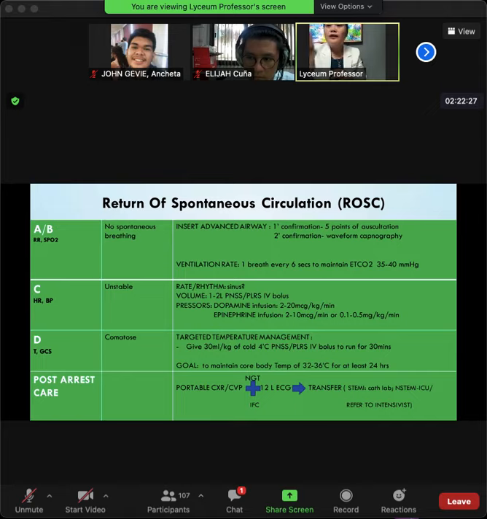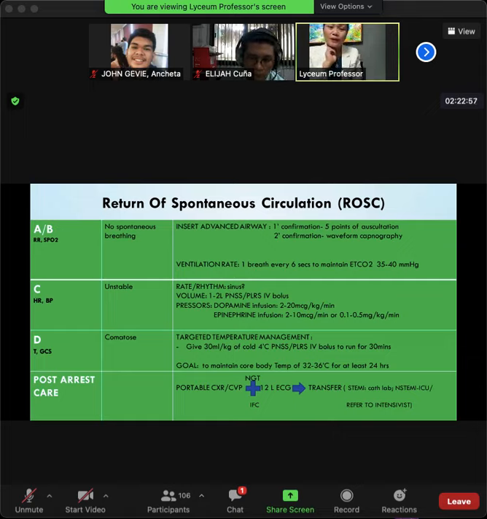The difference with return of spontaneous circulation: once you have a pulse, you can bag every 6 seconds. Okay? So bag 1,001, 1,002, 1,003, 1,004, 1,005, 1,006. Bag again. Okay? Kasi okay na siya na i-ventilate. Pero yung kanina, hindi pwedeng i-ventilate mo ng i-ventilate. Okay? And then, next one is, you have to check for the circulation of the patient.